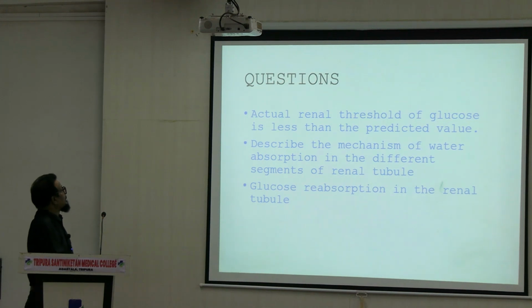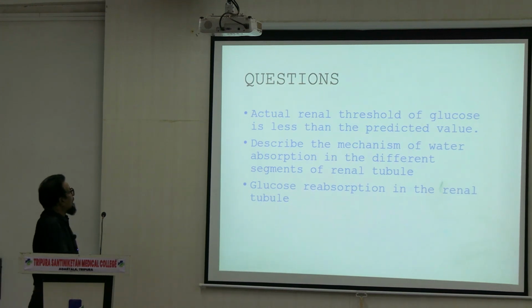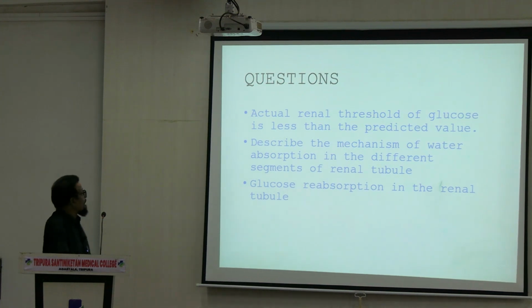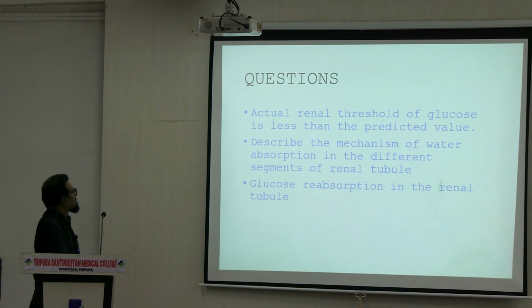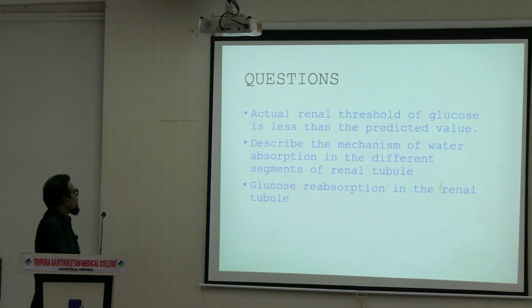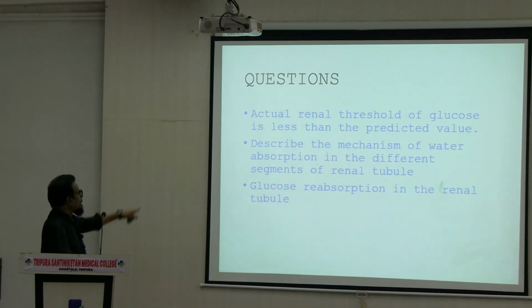What are these? Actual renal threshold is an explanatory question: actual renal threshold of glucose is less than the predicted value. And the other questions describe the mechanism of water reabsorption in the different segments of the renal tubule, and glucose reabsorption in the renal tubule. Okay, and there will be one correction.